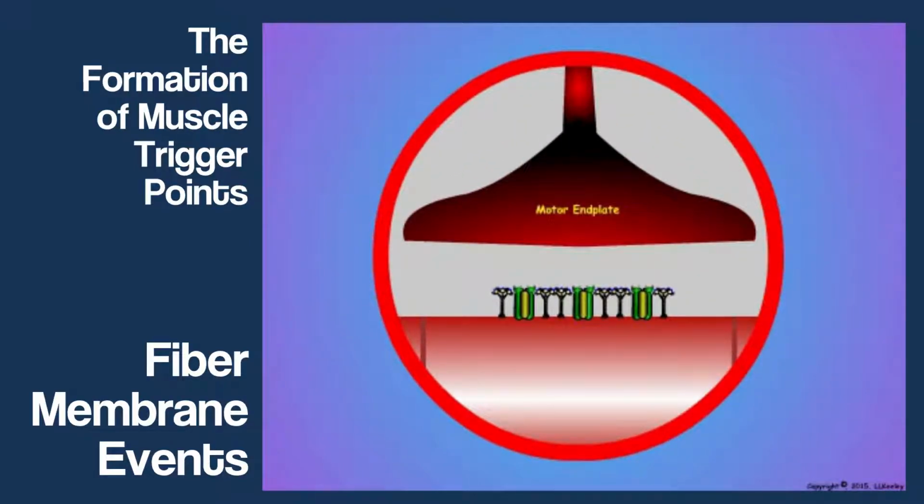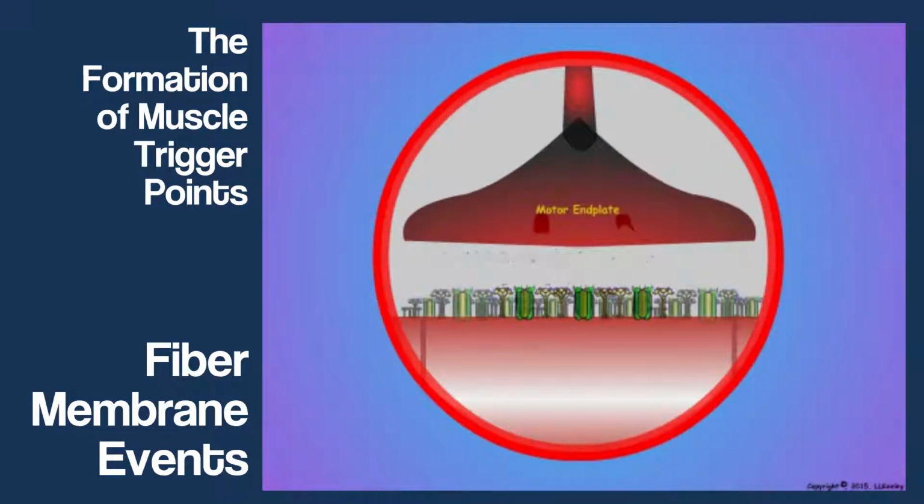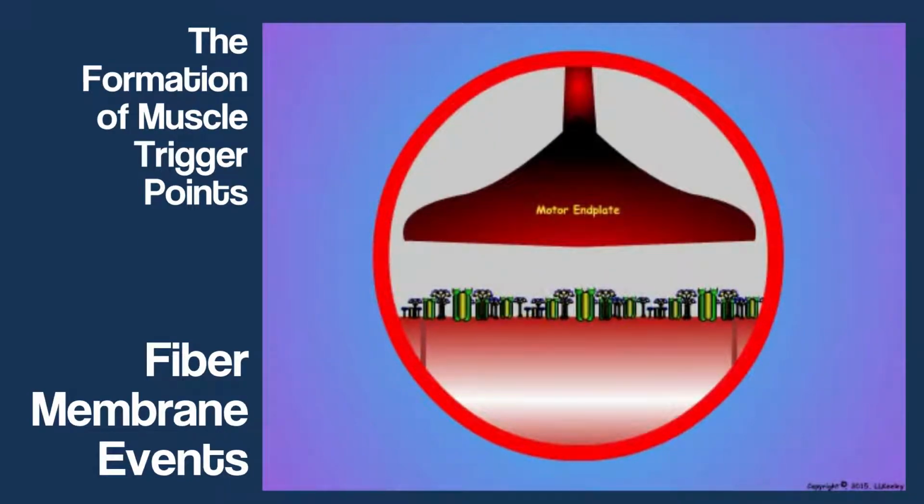This view is simplified to show how the end plate stimulates the fiber contraction. In a previous scene, a simple model was used to describe how acetylcholine is released from the end plate, binds to an acetylcholine receptor to open a sodium channel, and produces an electrical impulse that spreads over the fiber surface and causes a contraction. To explain trigger point formation, the process is actually somewhat more complex.